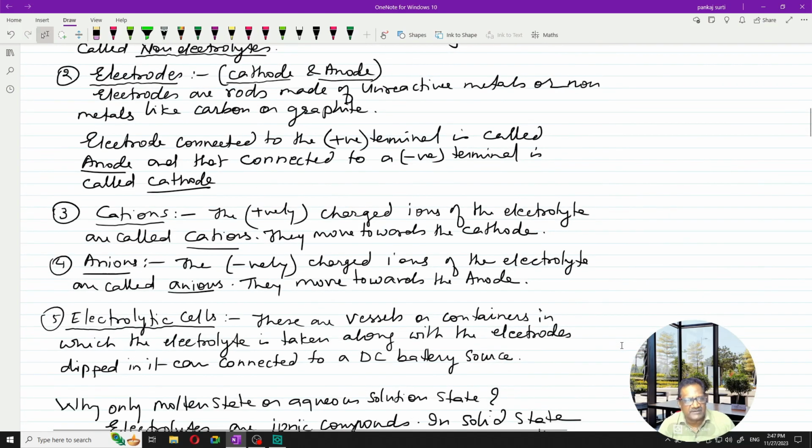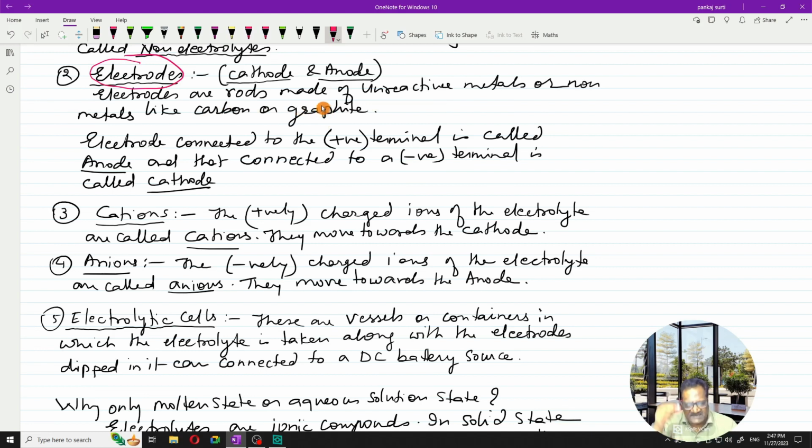Now coming to the next term, that is electrodes. In general they are known as electrodes, but in particular there are two types of electrodes, anode and cathode. So what are these electrodes? Let us talk about that. Electrodes are rods made up of unreactive metal or non-metals like carbon or graphite. So basically these electrodes are rod-like structures.